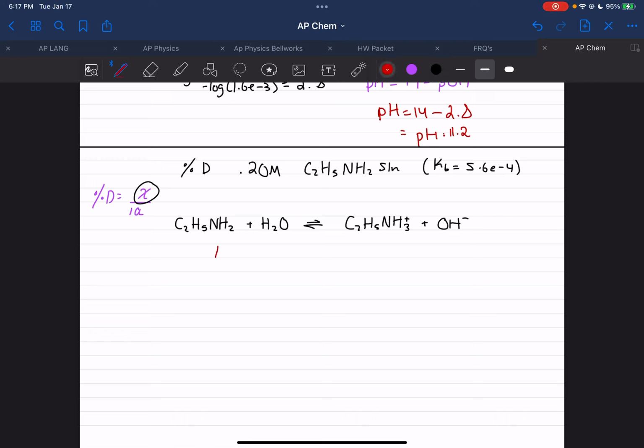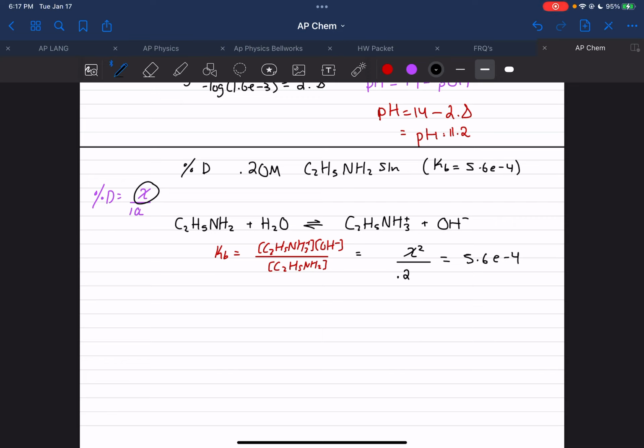So I know the equilibrium expression is going to be C2H5NH3 plus times OH minus over C2H5NH2. I'm going to plug these in for X. I'm not going to do the table. I'm going to just use the assumption that X squared over the initial concentration, which is 0.2, is equal to Kb, which they gave me as 5.6 E negative 4. So then I'm going to plug that into the calculator.